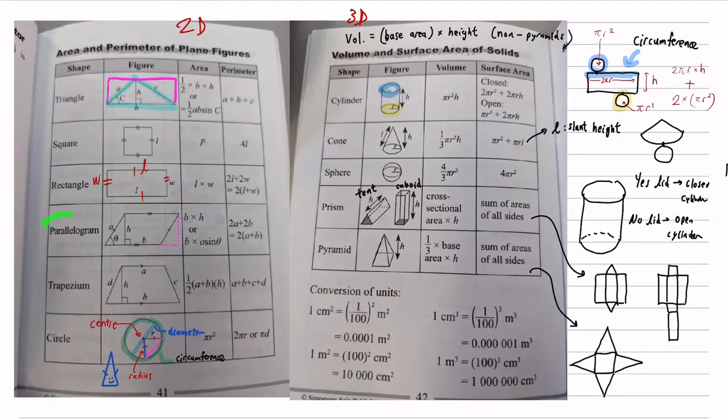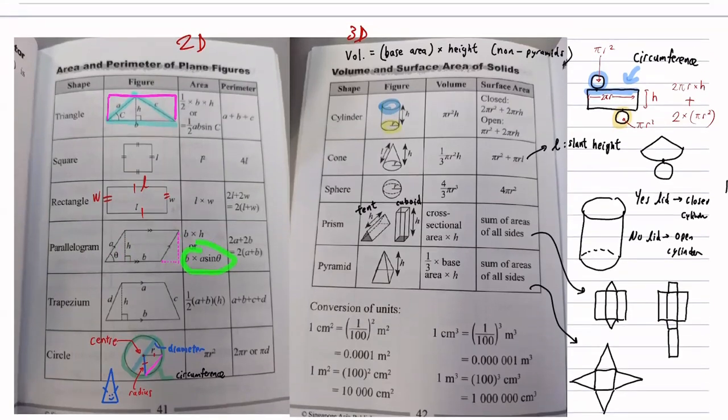But for parallelogram, this one maybe you forgot. For parallelogram, what you need to understand is there is a triangle here. You can always transfer it over. What shape do you get at the end of the day? Rectangle. So that's why it's the same area as a rectangle. So the formula for a parallelogram will just be the base multiplied by the height. B times H. Okay. But there's another formula which is B times A sine theta.